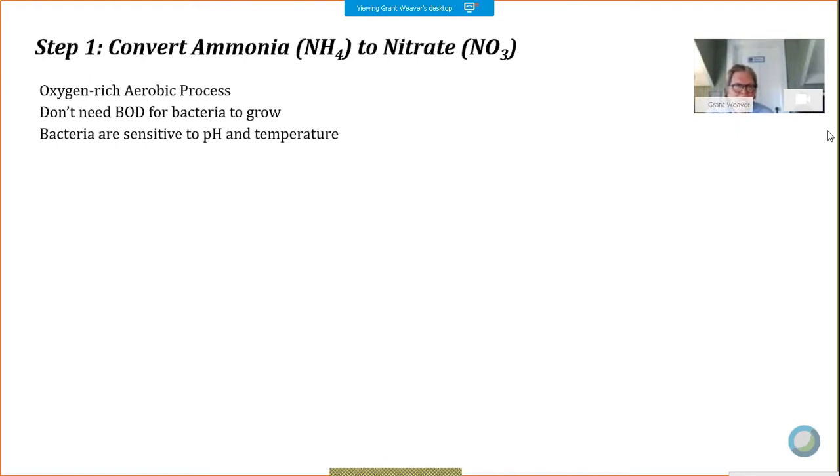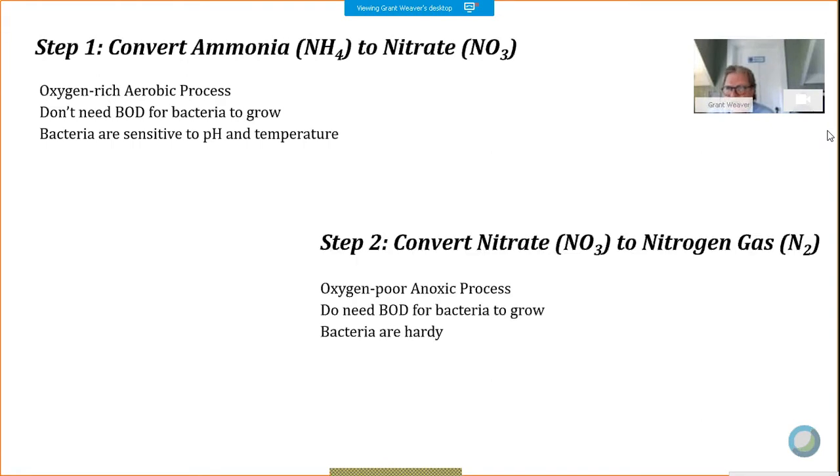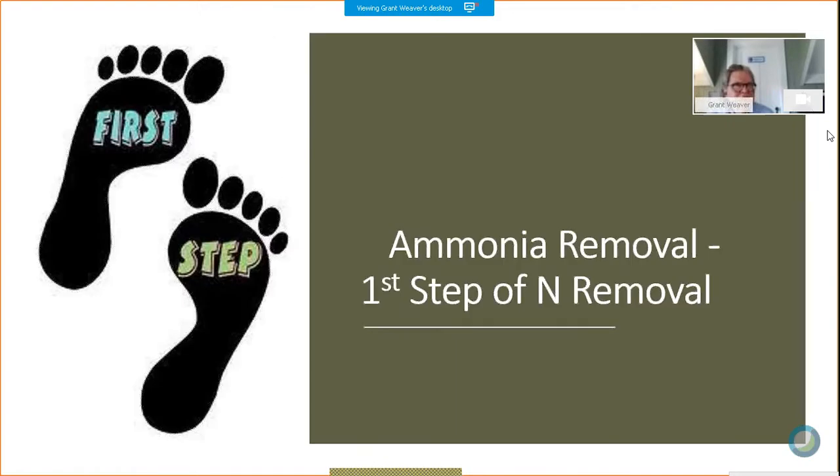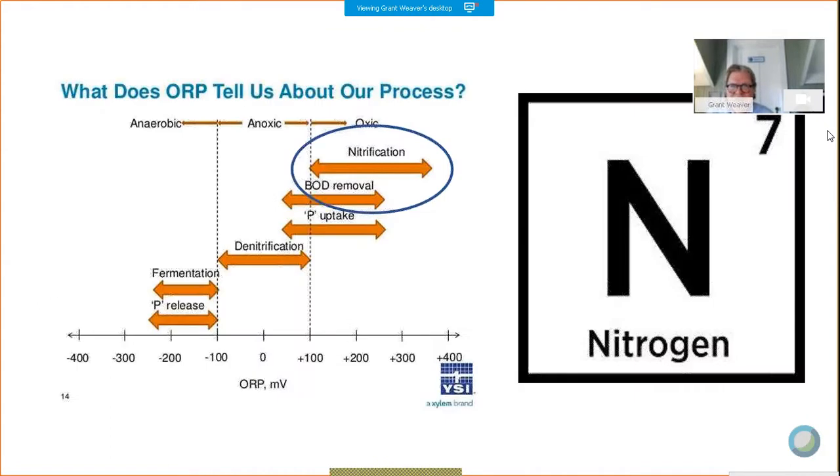We've got an oxygen-rich environment where we're converting ammonia to nitrate, and then an oxygen-poor environment. Unfortunately, it has to happen in that order, because in the oxygen-poor environment is where we need a lot of BOD. So engineers have come up with some clever ways of doing this. We talked a bit about that in previous sessions.